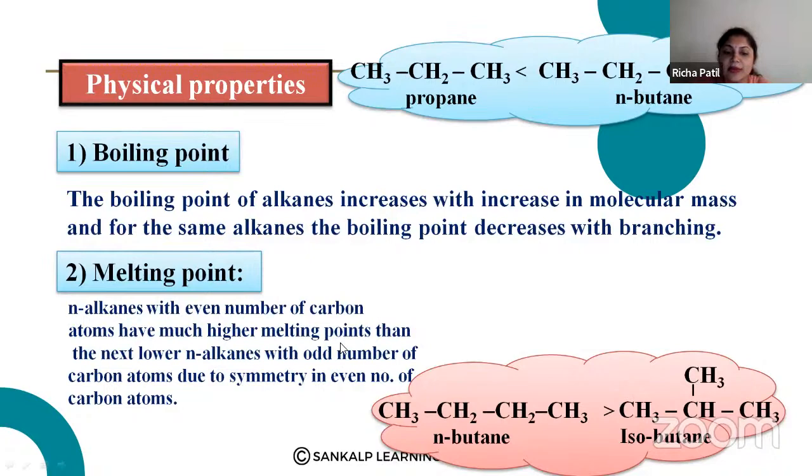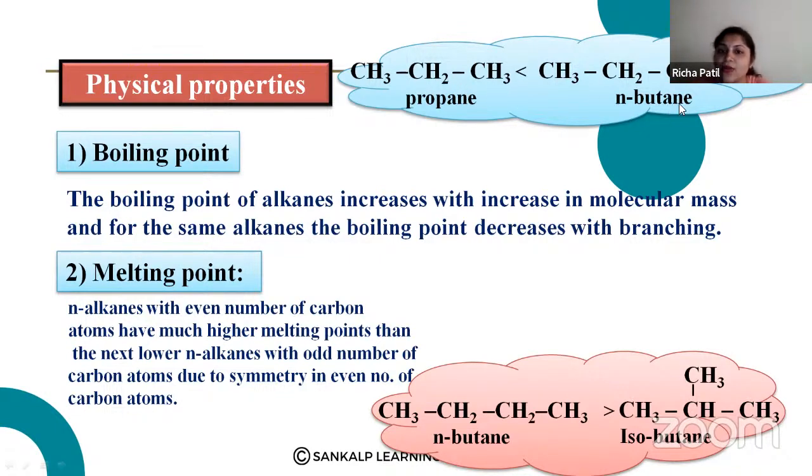It is due to symmetry in the even number of carbon atoms. If an even number of carbon atoms are there, what will happen? The number of carbon atoms will be similar on both sides. So because of that, in even number of carbon atoms, what will happen to melting point? It will be higher. One example is propane, another is n-butane.